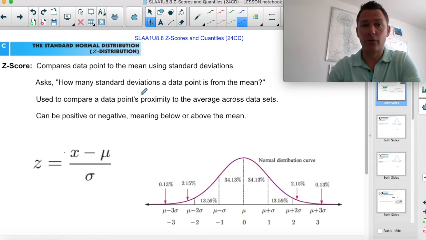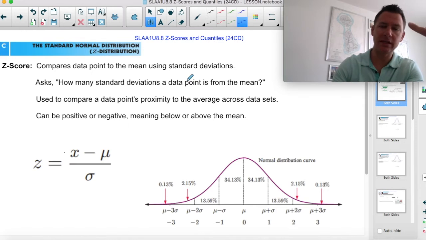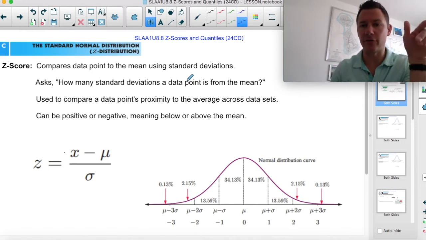So what a z-score really does for us is it compares what values we have to the mean and in terms of standard deviations.